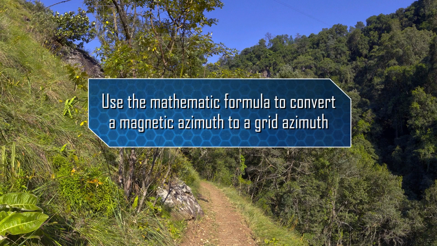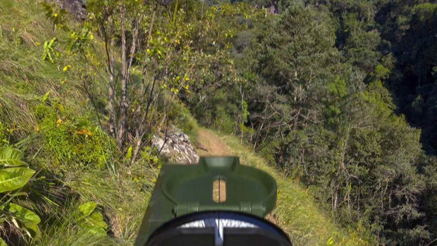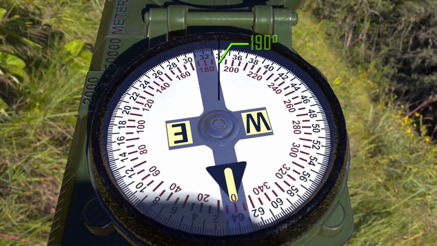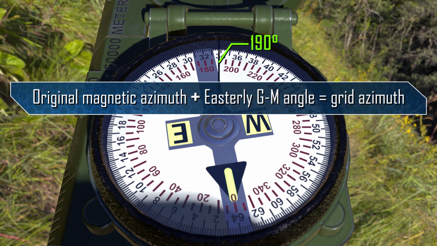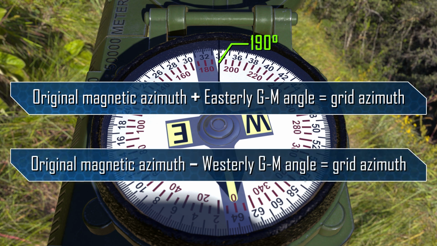Use the mathematic formula to convert a magnetic azimuth to a grid azimuth. In this example, our compass reads a magnetic azimuth of 190 degrees. Add an easterly GM angle to the given magnetic azimuth to convert to a grid azimuth. Subtract a westerly GM angle from the given magnetic azimuth to convert to a grid azimuth.